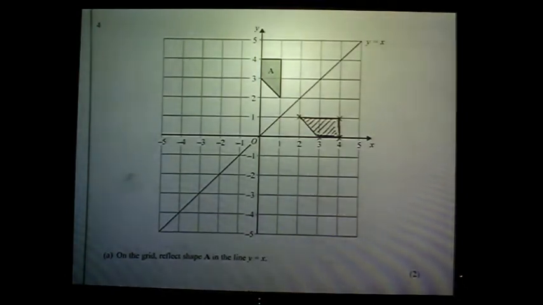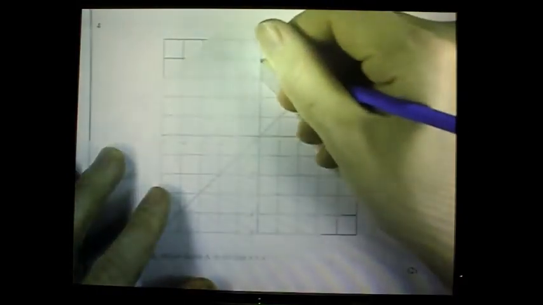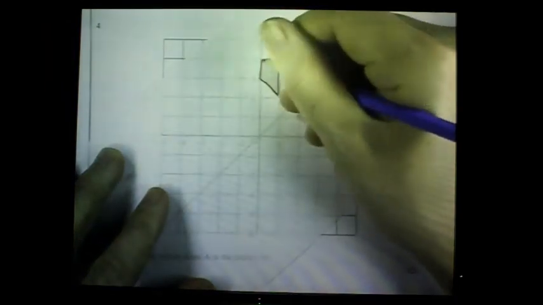If you prefer using tracing paper, which is absolutely fine, it's a good way of doing it, you can do this. Put your tracing paper over the top, draw around the shape, like that.